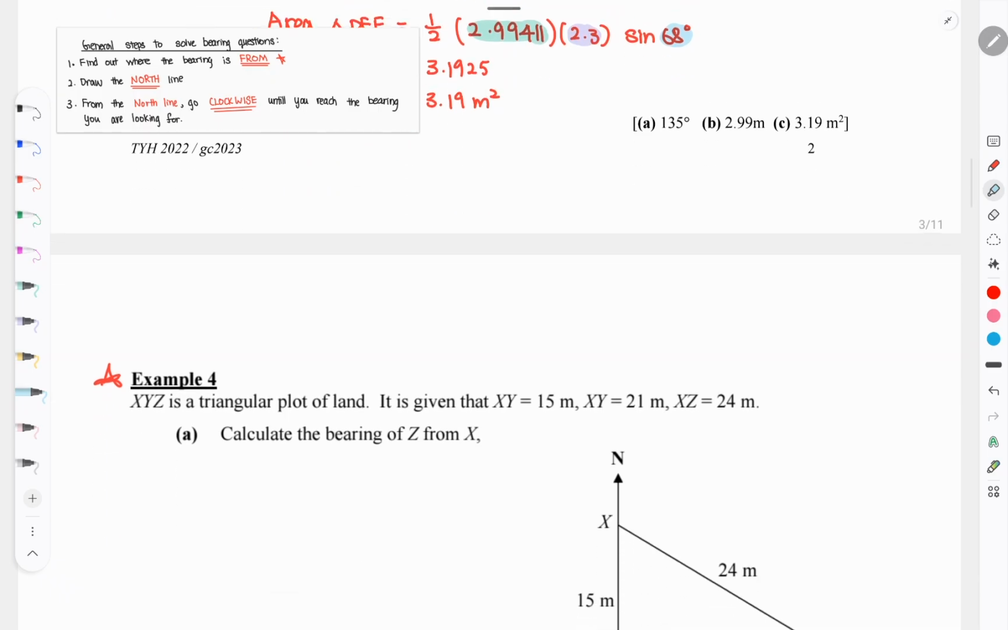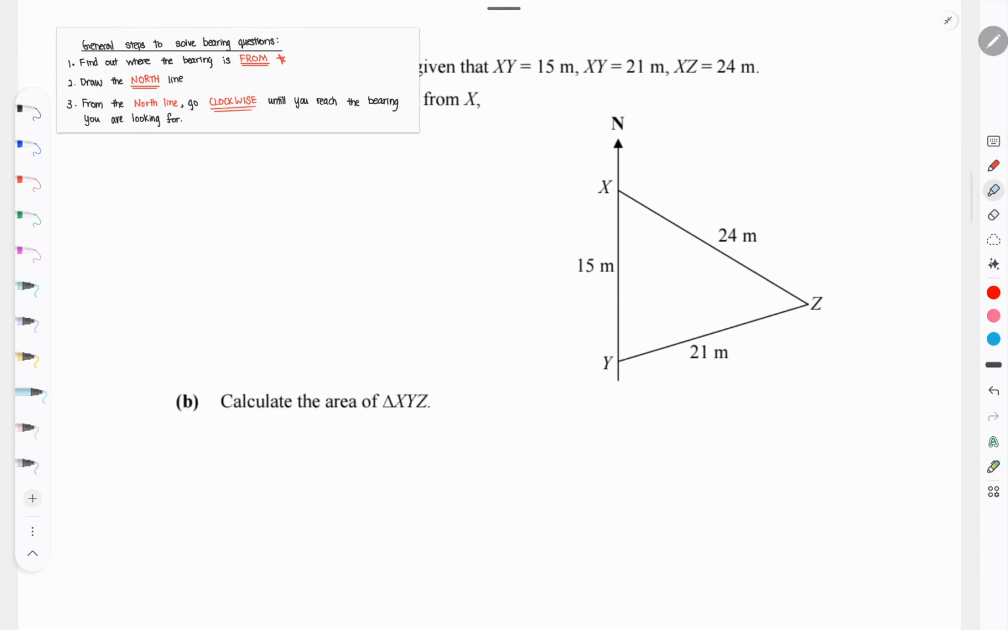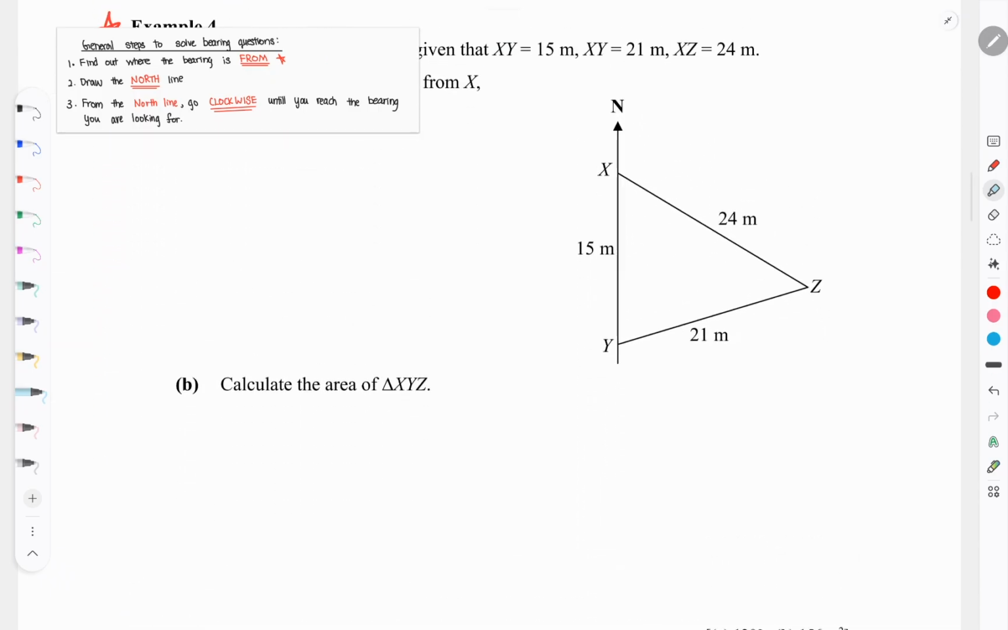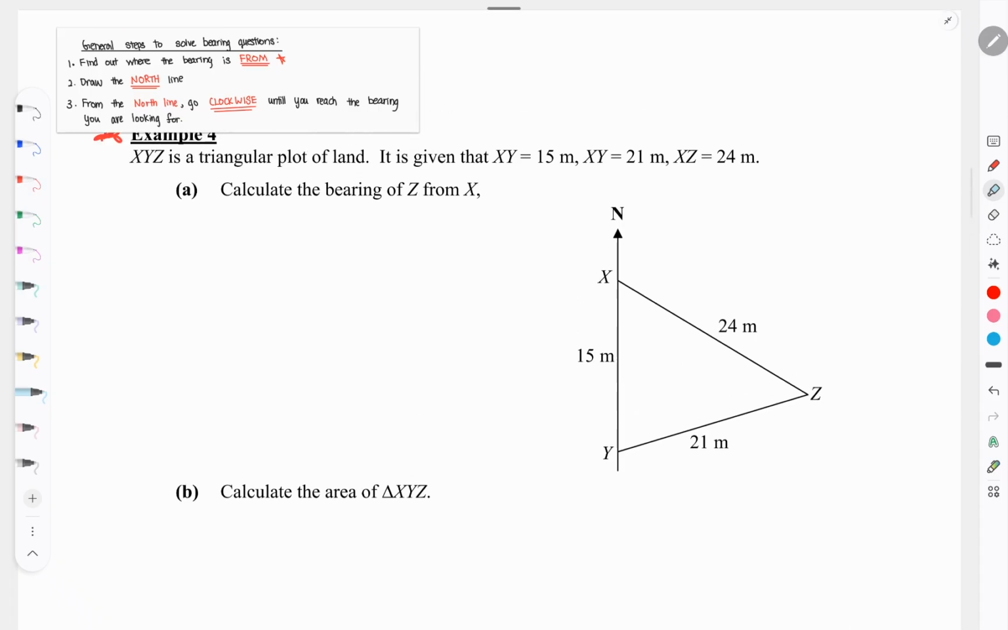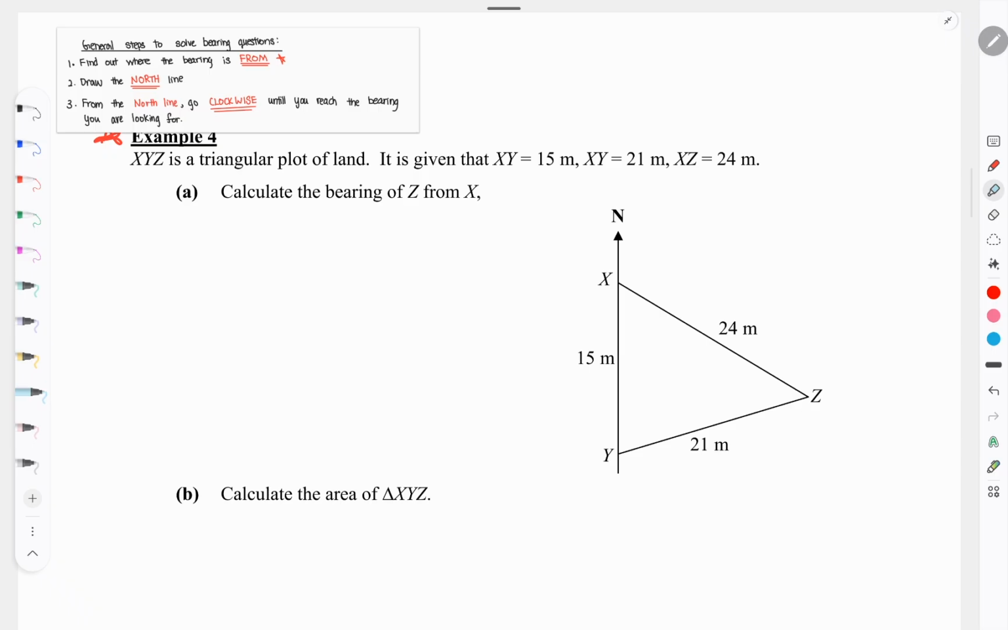Okay, moving on to the next example. So I'll go through example 4. Okay, XYZ is a triangular plot of land. It is given that XY equals 15. Okay, everything is already shown in the diagram. So calculate the bearing of Z from X. So first thing, I know it is from X.